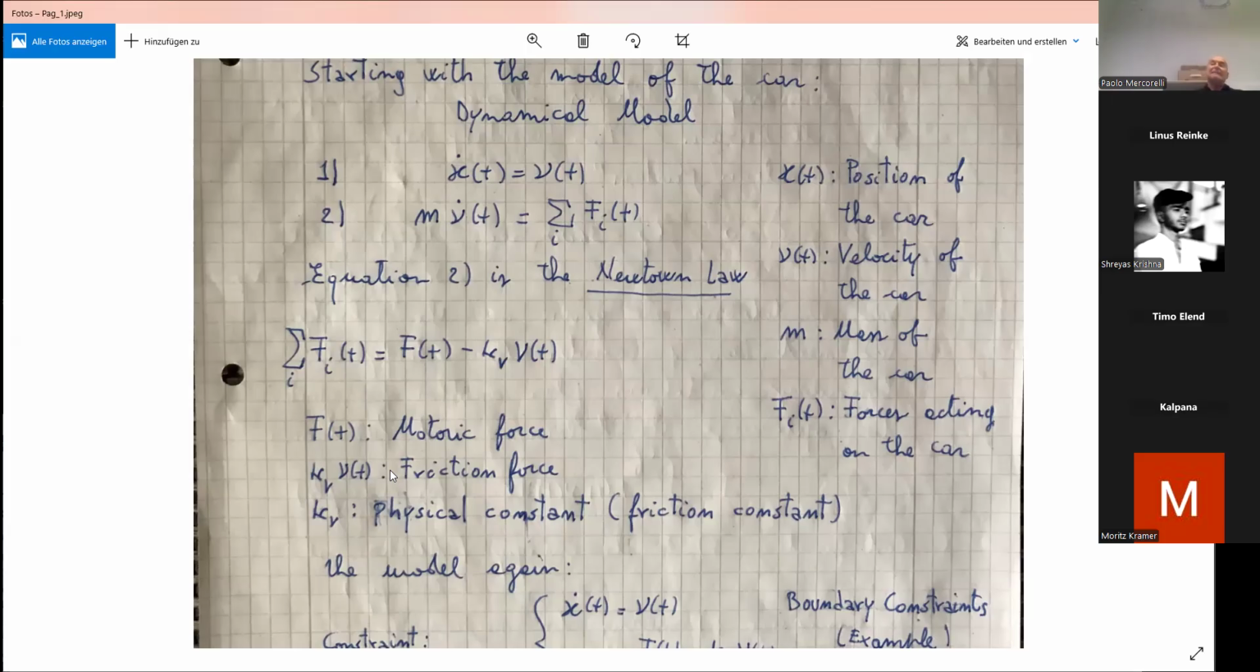Anyway, in this case, I am considering just an object without dimensions. The friction force in a car depends on the shape of the car. If you look at Ferrari, I think last week Ferrari won.